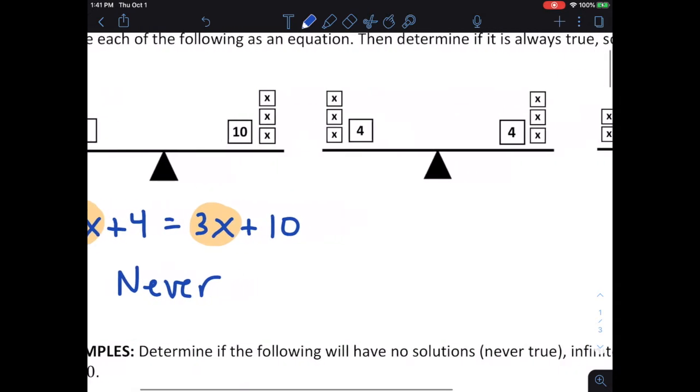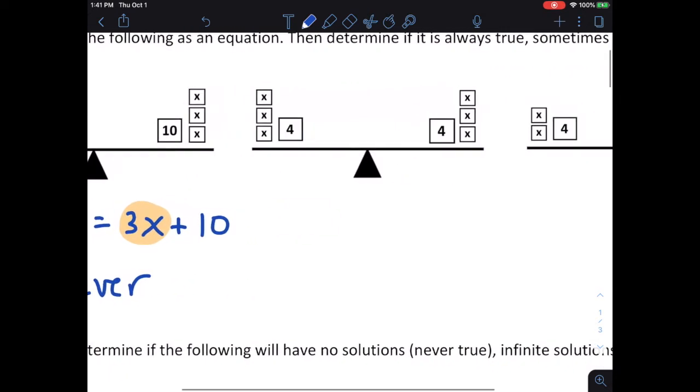Okay, let's look at another one. So in the middle, what we can do is look at this one and say, what do I notice about the left and right-hand side? Well, I notice there's a 4. I notice there's three x's. I notice they're exactly the same, except they're just reversed from one side to the next. So we have 3x plus 4 equals 3x plus 4.